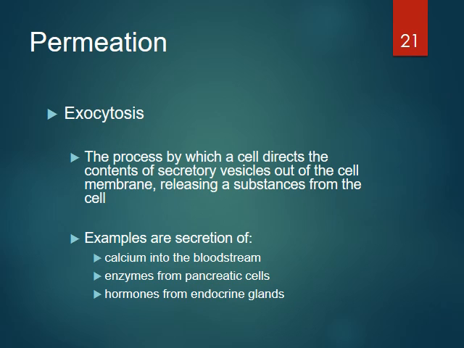Exocytosis is basically going to be the opposite process, where the cell has secretory vesicles that force their contents out as they join the membrane. Some other examples of this would be things like enzymes being released from pancreatic cells, hormones from the endocrine glands, and also calcium in the bloodstream.